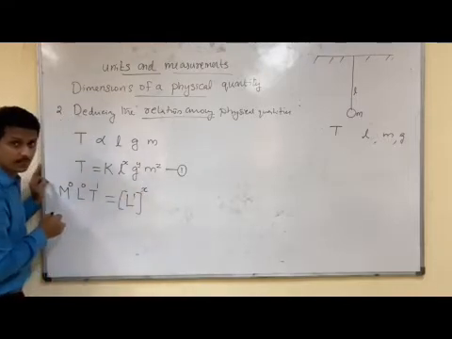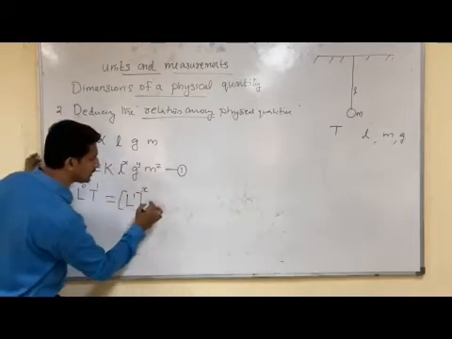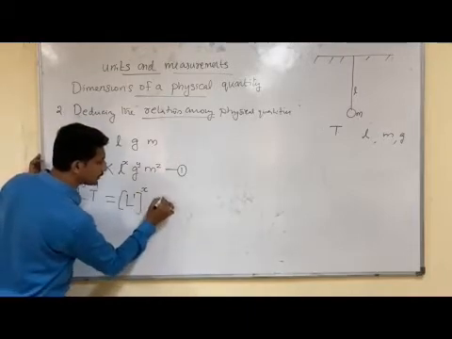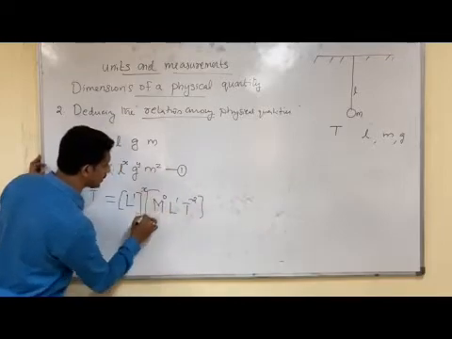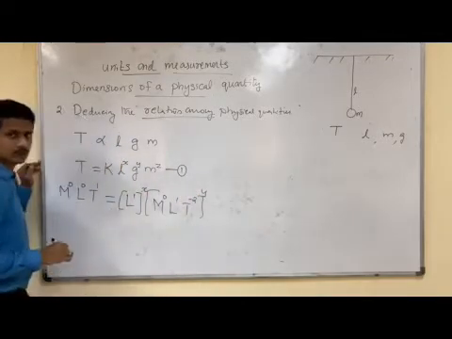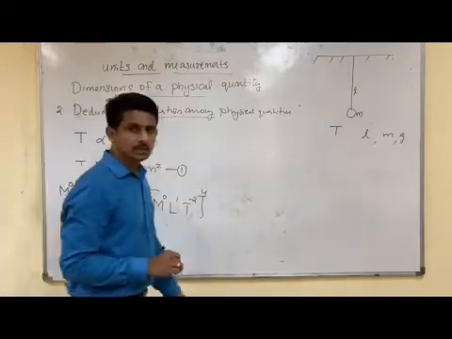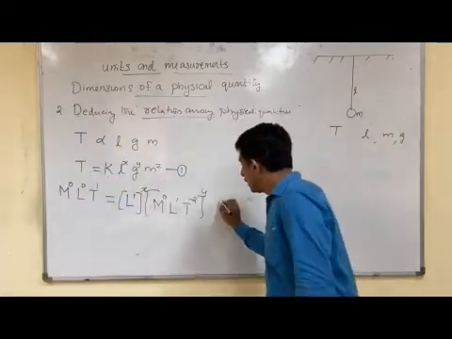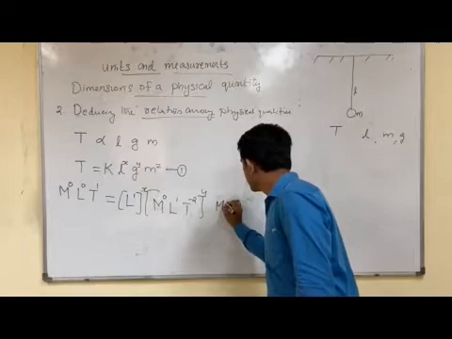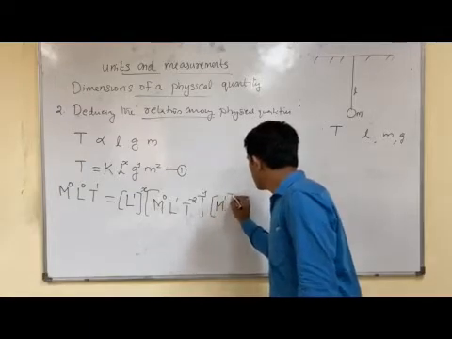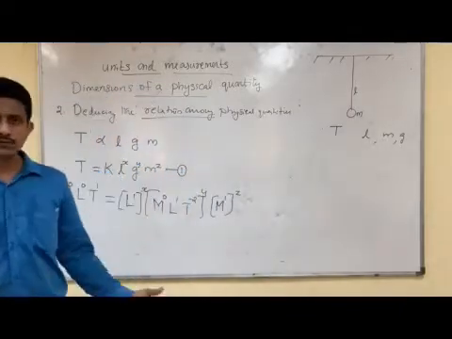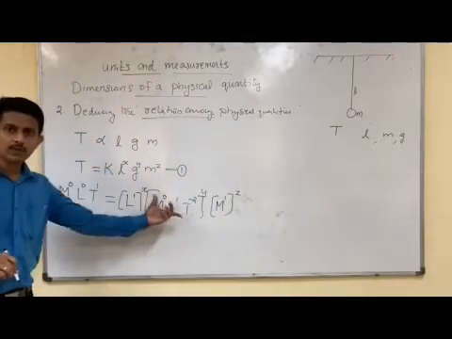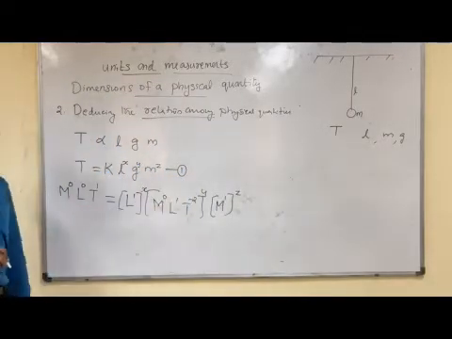g means acceleration due to gravity. We know its dimensional formula: M raised to 0, L raised to 1, T raised to minus 2, all raised to y. And mass is M raised to 1, with exponent z. This is the way we express the given quantities in terms of dimensions.